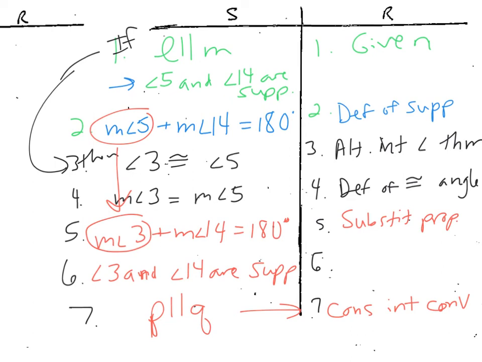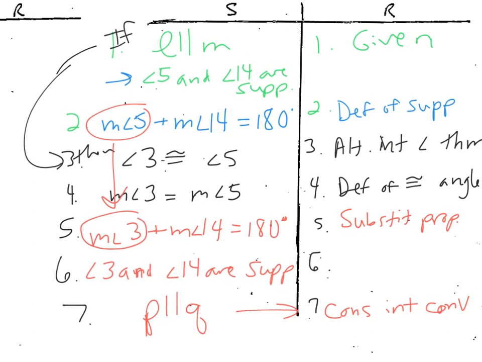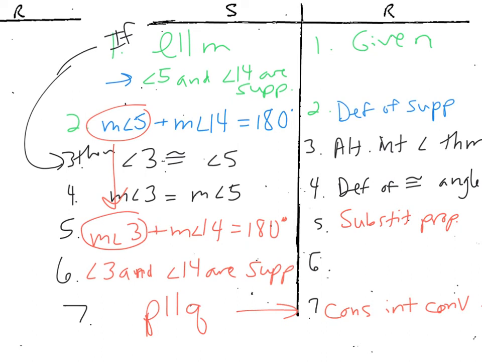Step 6 is then going to be what? Take a look. I'm going from 5 to 6, so if you like to phrase them as conditional statements, if the measure of angle 3 plus the measure of angle 14 equals 180 degrees, then angle 3 and angle 14 are supplementary. You should be getting definition of supplementary angles.